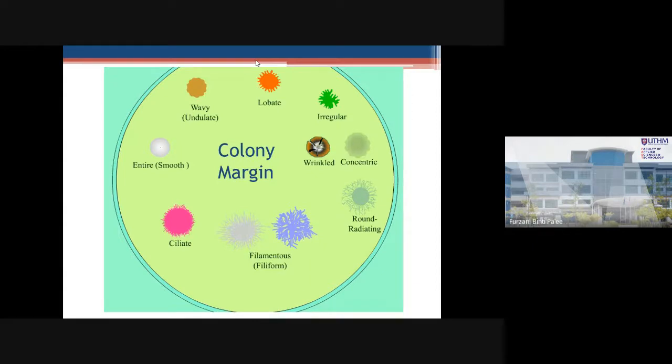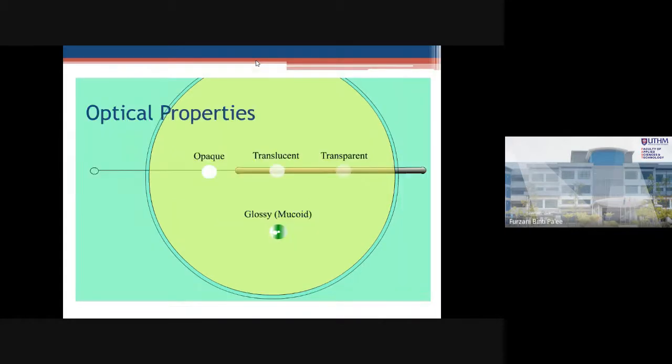Next, we can identify the bacteria based on the colony margin, whether it is entire, smooth, round, radiating, irregular, or ciliate. So this is a reference for us when we want to identify the bacteria based on the colony margin.